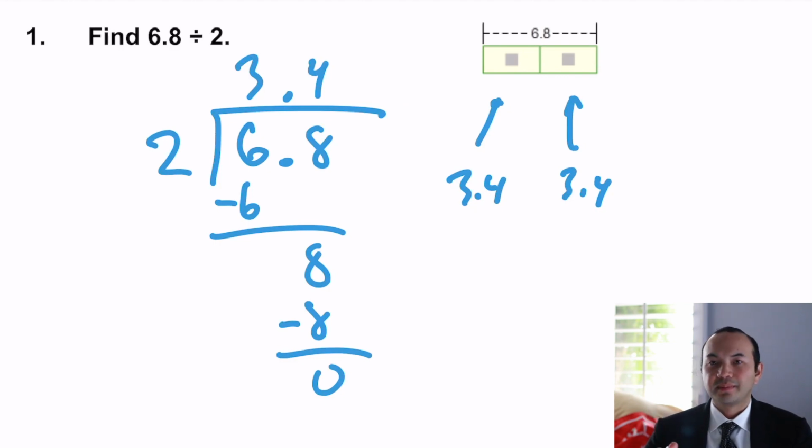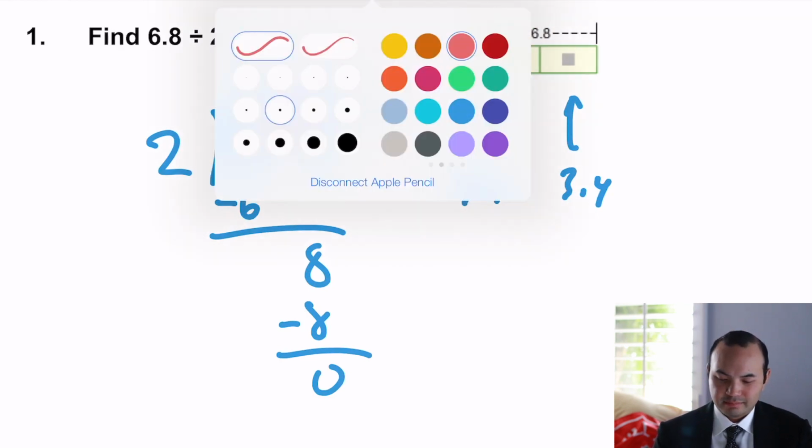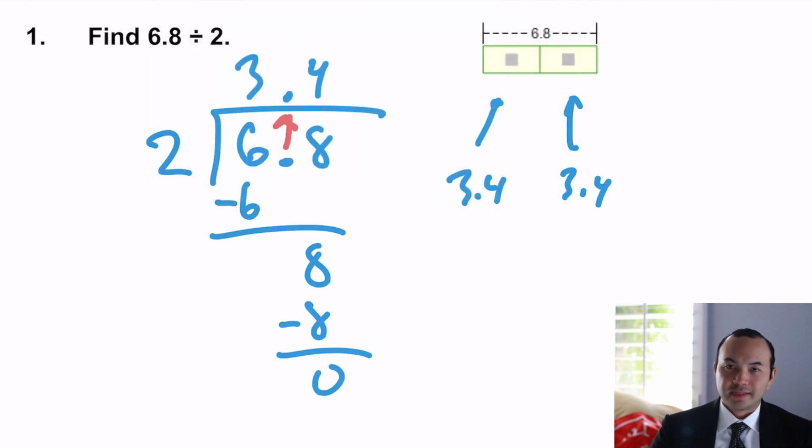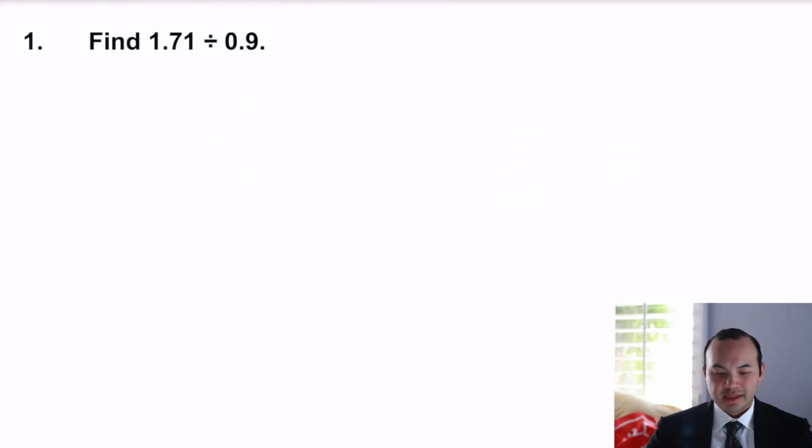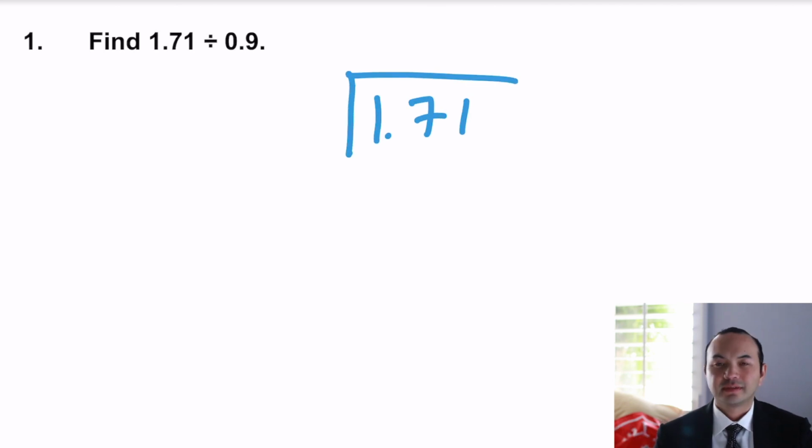All right, so that's all you need to worry about with decimals. If there's no decimal out here, then it's very simple. You just move this decimal up to the top. So let's talk about what happens if there is a decimal right there. Now we have 1.71 divided by 0.9, and they're using the old division symbol. Pretty soon you're just going to see a slash, but either way, let's write this the correct way. So this is 1.71 divided by 0.9, so 1.71 goes on the inside, 0.9 goes on the outside.